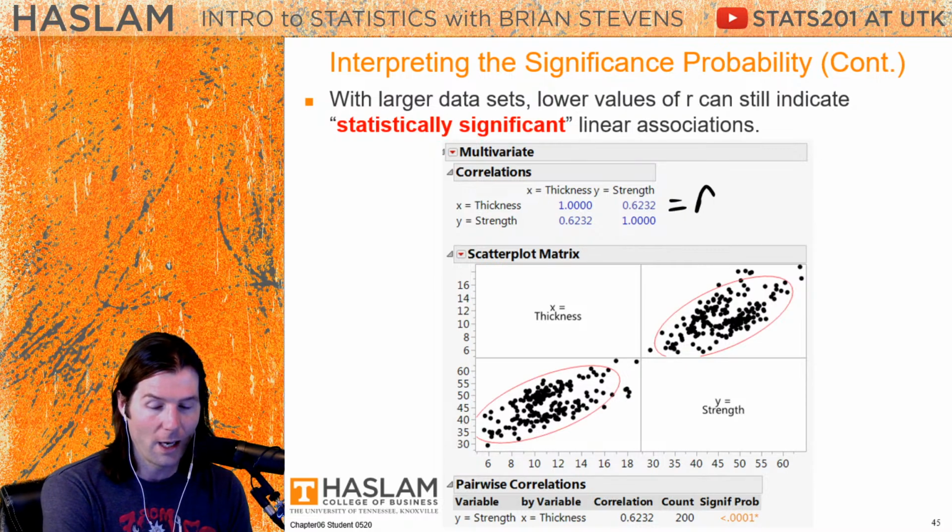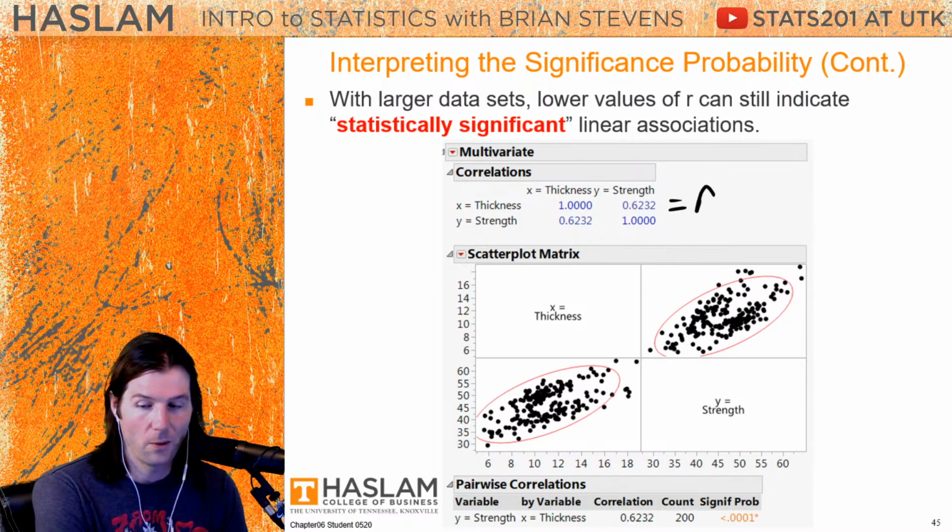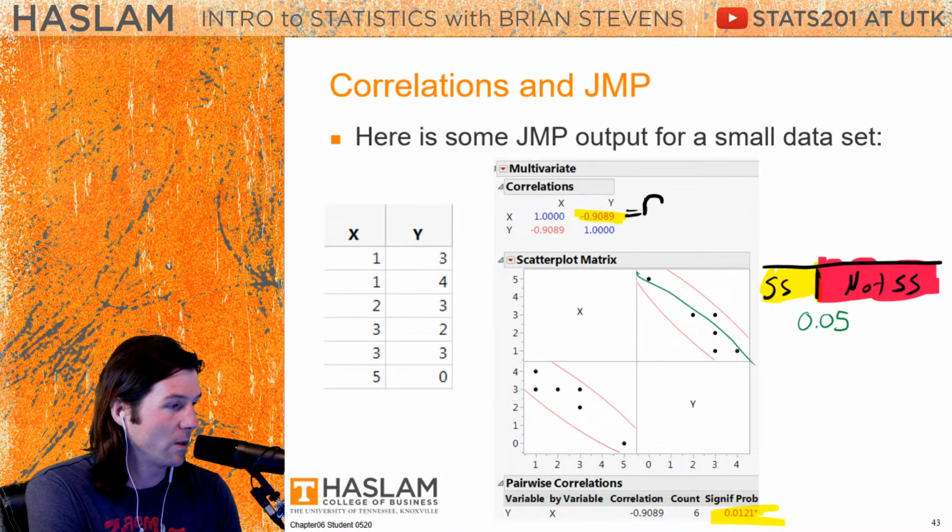So, why is it weaker than this one? Can anyone explain why it is weaker? This is great 201 review.